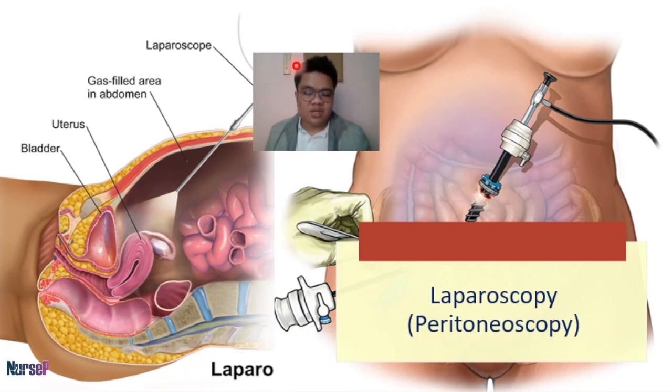So as you can see, this is the scope. There are two other scopes, one of which may be used for cutting. Okay, this one is used for lighting. The other scope may be used for collection of specimen.